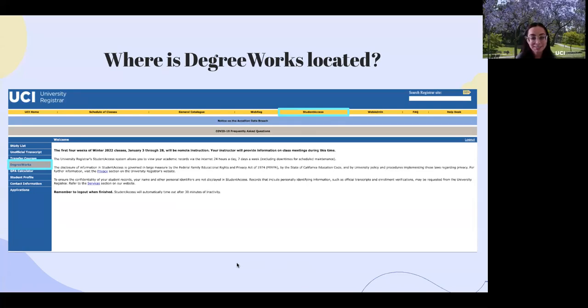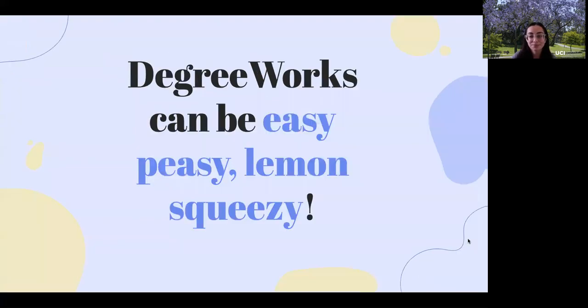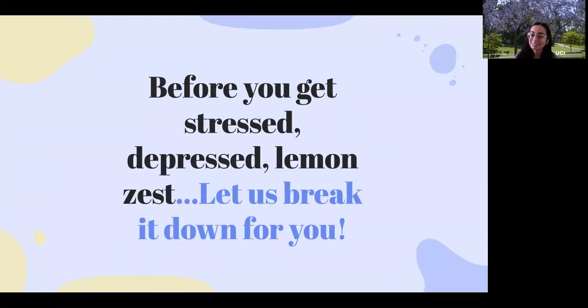So where is DegreeWorks located? You can go to the University Registrar's webpage, log into your student access account, which is on that yellow toolbar on the top, and then on the left side column, you'll find DegreeWorks. DegreeWorks can be easy peasy lemon squeezy, but before you get stressed, let us break it down for you.